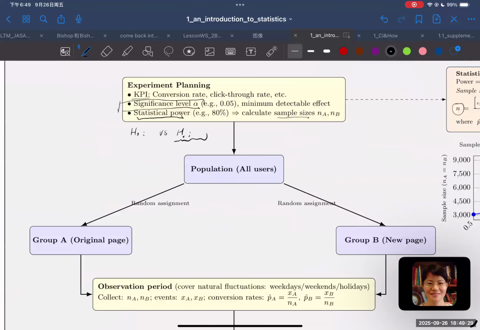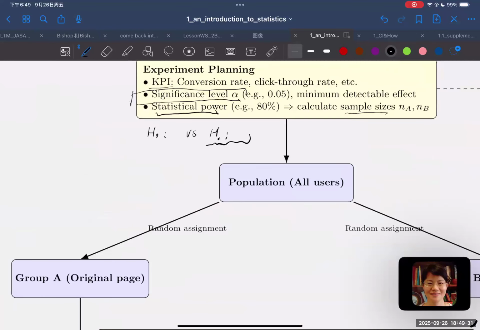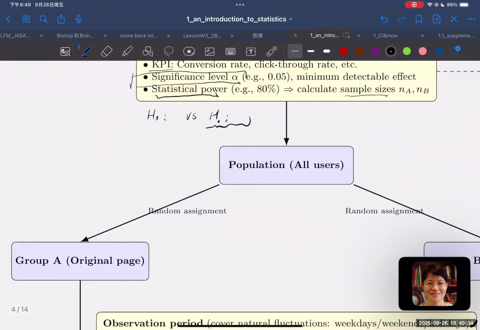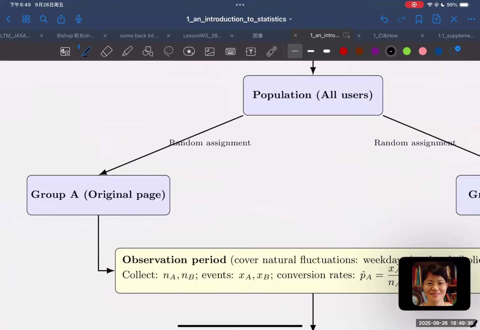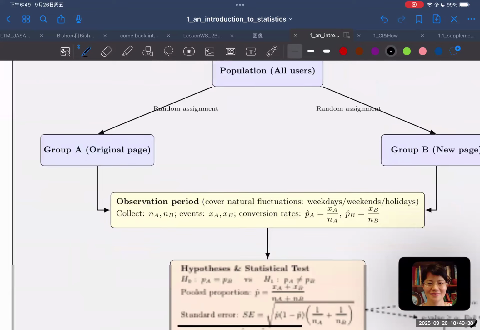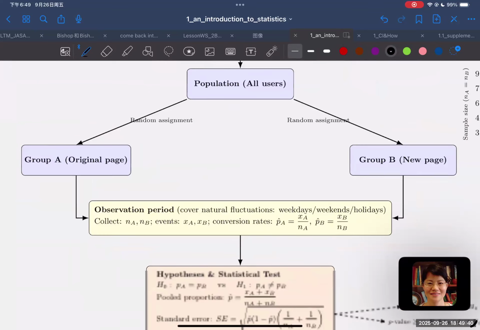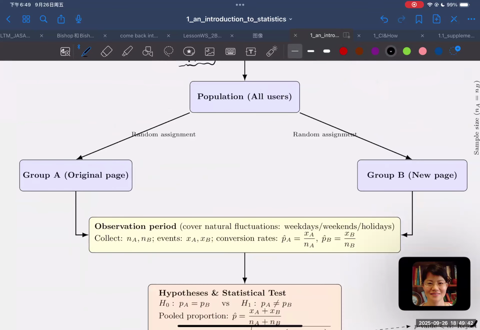Next, when you have such an experimental planning, you will have the population. In the population, you consider your group A, group B, with some random assignments. For such group A and group B, it means that you have the treatment and you would have the control group.